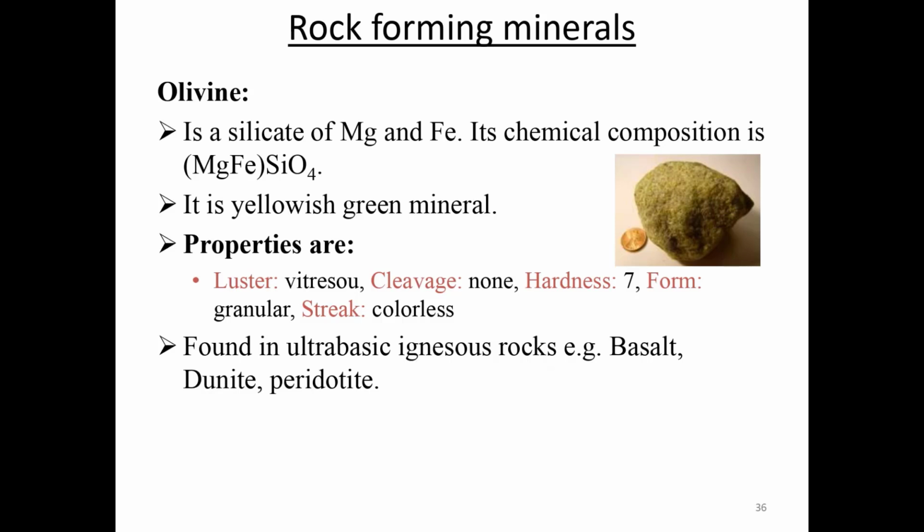Olivine is a silicate of magnesium and iron. Its chemical composition is magnesium iron silicate. It is a yellowish-green mineral.